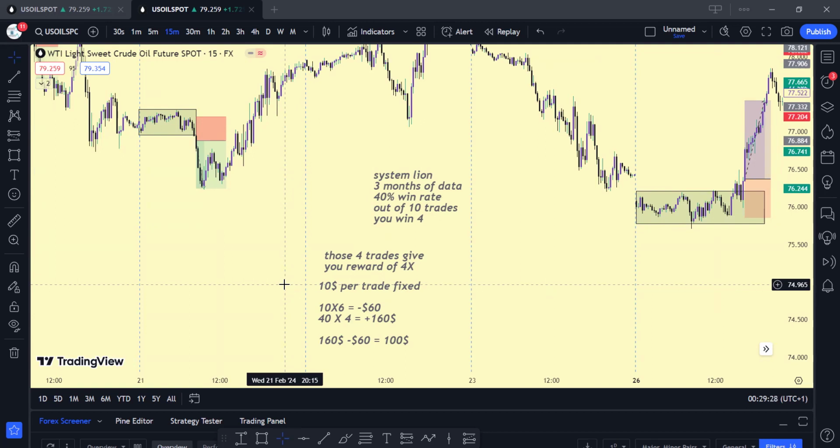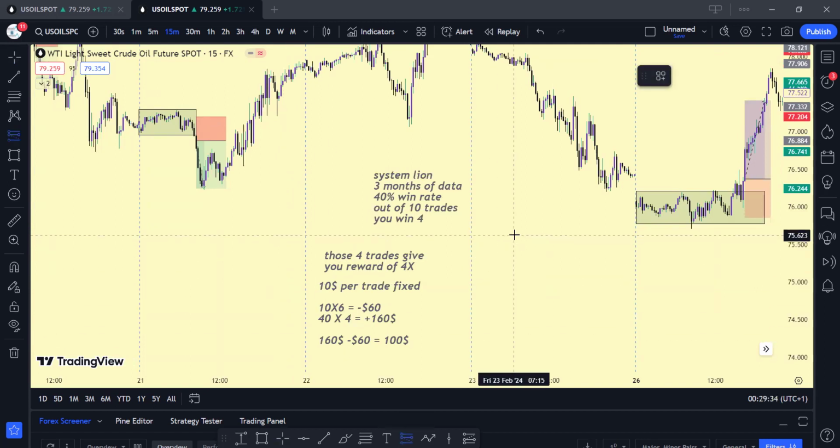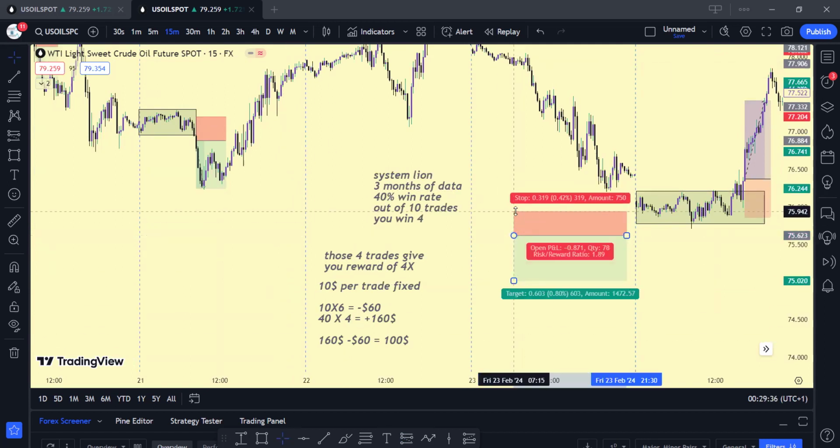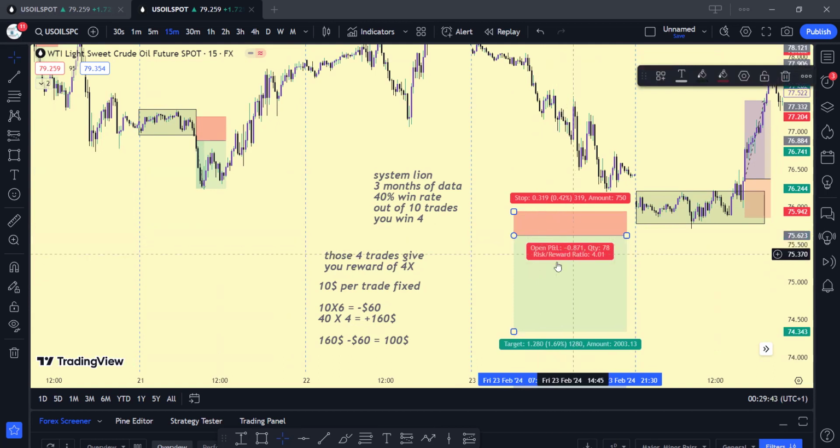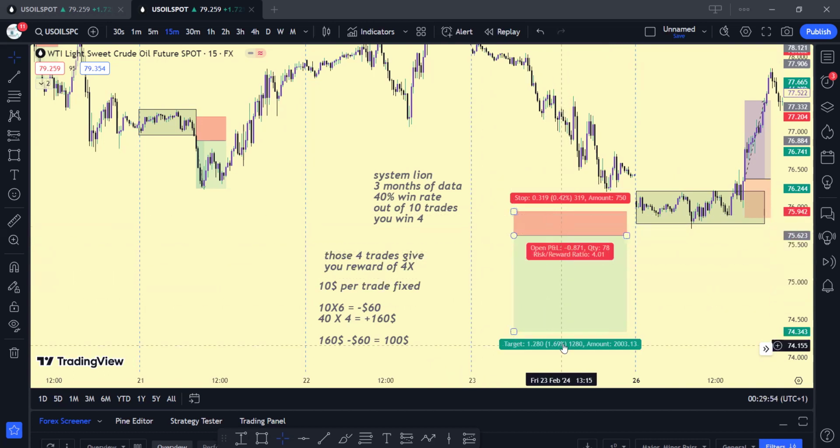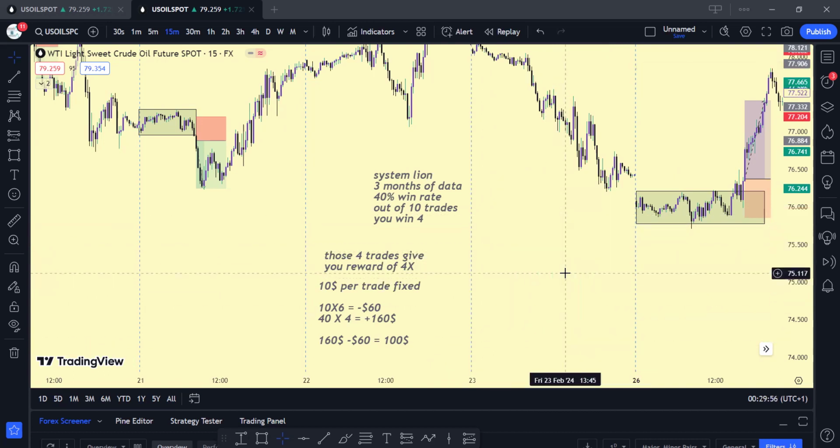When you win, you should be targeting 4 risk reward. What do I mean by 4 risk reward? Let's say you're selling. Your risk is like this. You can see where they say risk/reward, so 4.0. If you are risking $10 on this trade, and you let the trade go to TP, you're getting $40 on this trade.